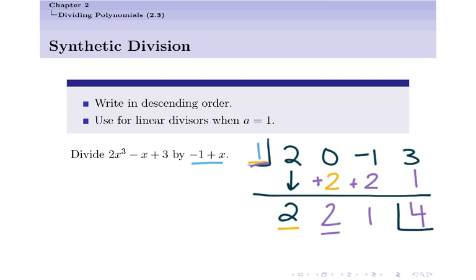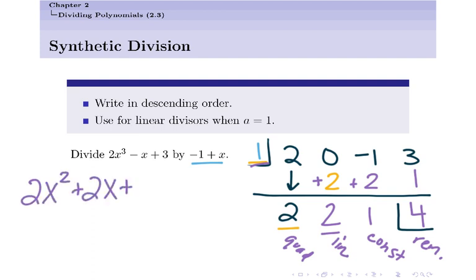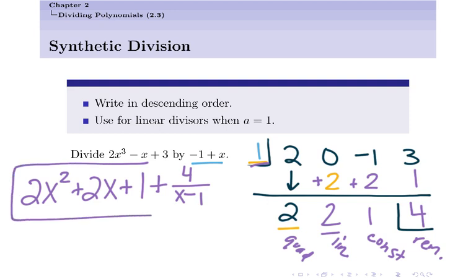Now that you're here, this is going to be your remainder. This is going to be your constant. This is going to be your linear term. This is going to be your quadratic. If there was another one, it would be cubic, then quartic, etc. So see how I'm going backwards? It helps me figure out how to rewrite it. So this is going to give me 2x squared plus 2x plus my constant of 1 plus my remainder over my divisor. This is my final answer.